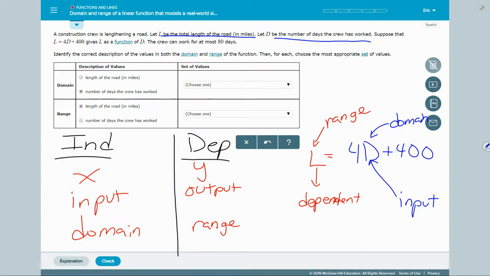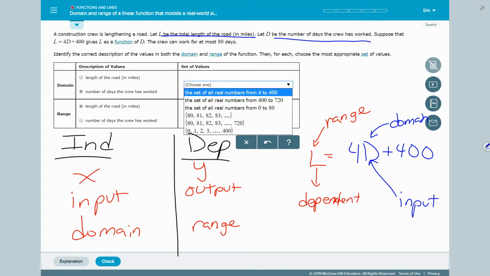So let's check it out. We have the set of all real numbers from 4 to 400. All real numbers basically means all your whole numbers, all your decimals and your fractions, things like that. Can you work a fraction of a day? Sure. A fraction of a day is just an hour or a minute, so all real numbers seems to make sense. We just have to determine whether or not it's going to be 4 to 400 or 400 to 720.